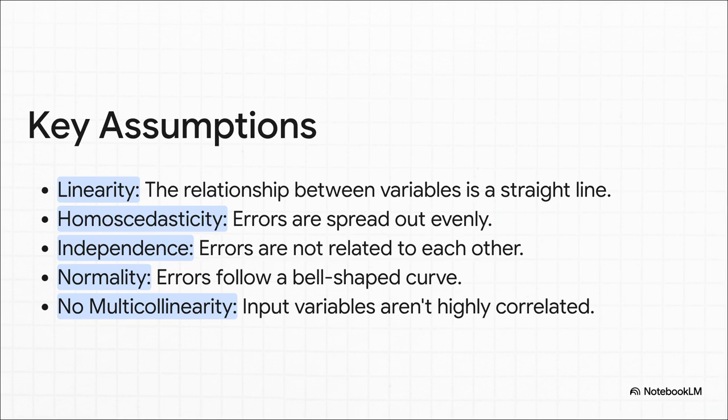Another big one is this monster word, no multicollinearity. All that means is that your input shouldn't be telling you the same thing twice. For example, you wouldn't try to predict someone's weight using their height in feet and their height in inches. It's redundant. You have to check these things to make sure your model is giving you a reliable answer.